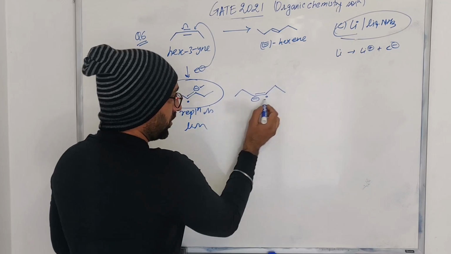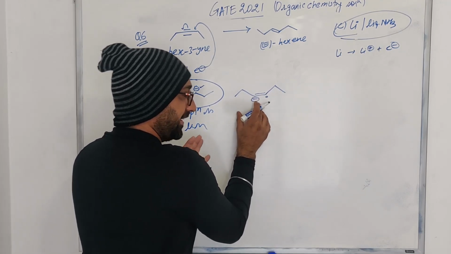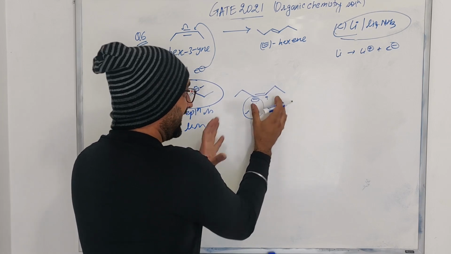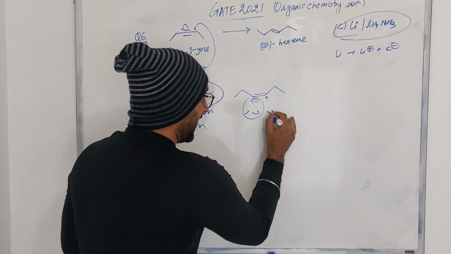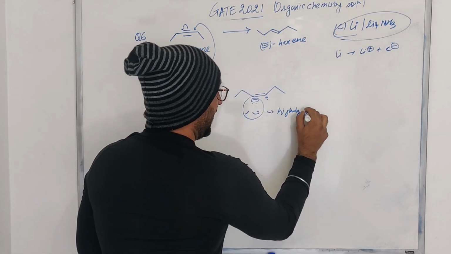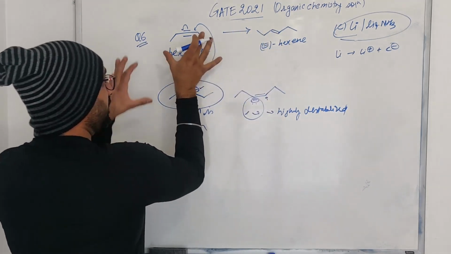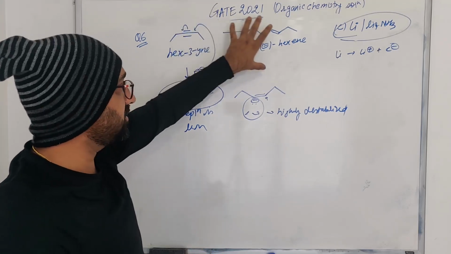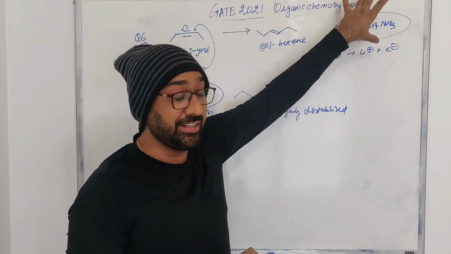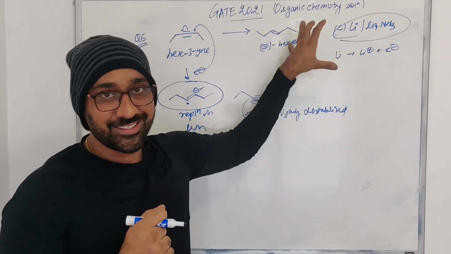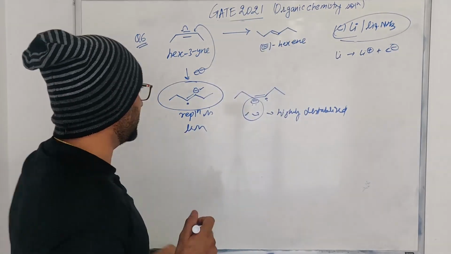But if it is cis, what you have is this negative charge, meaning this entire electronic cloud, along with the radical on the same side. So this is a highly destabilized system. That is the reason why, whenever you carry out the reduction of alkynes with lithium in liquid ammonia or sodium in liquid ammonia, you get the trans alkenes. That is what the stereochemistry is: E.